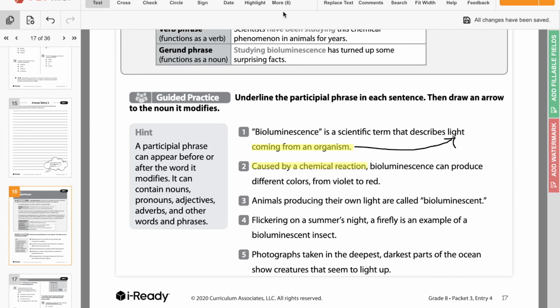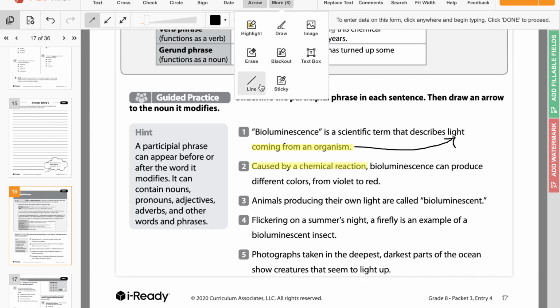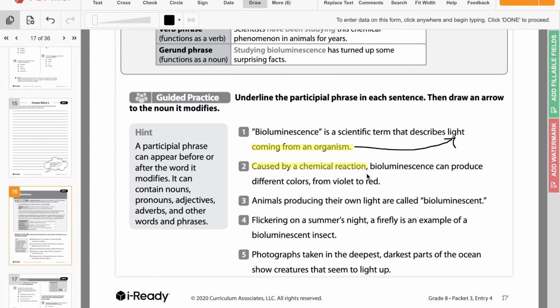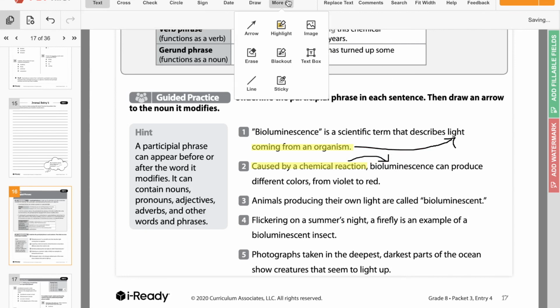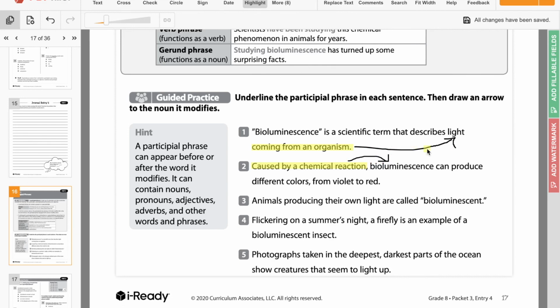Okay, now what is caused by a chemical reaction? That's how we know what it's modifying. So what is caused by a chemical reaction? Bioluminescence, which is just a science term. So there, our participle phrase is caused by a chemical reaction, and it's modifying the word bioluminescence. So the next one says, animals producing their own light are called bioluminescent.